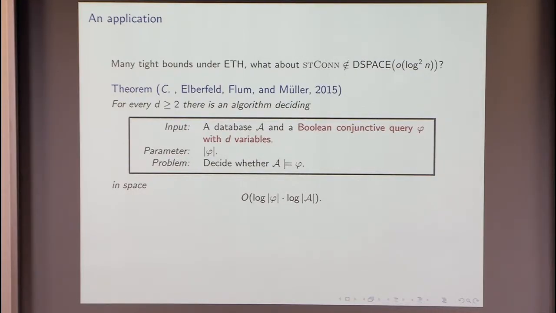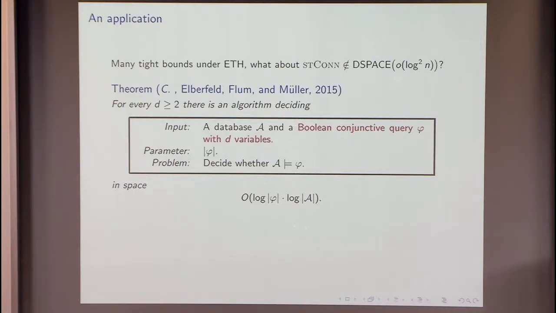So to conclude my talk, I want to show you an application. So far, we don't really have many applications. So this is one of them. So we know there are lots of tight bounds under ETH. So what about this STCON not in space little o of log squared n? Here is an application from database or logic. In this question, we are given a database A. Imagine this is a graph. And we are given a Boolean conjunctive query phi with d variables. This is a simple first-order sentence using only d variables, but you can reuse them. You are only allowed to use existential quantifiers. And the parameter is phi. We want to decide whether A is a model of phi, or whether this graph satisfies this formula, or this database satisfies this Boolean conjunctive query.